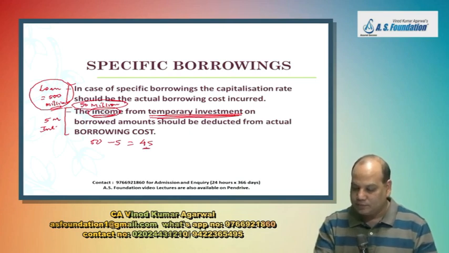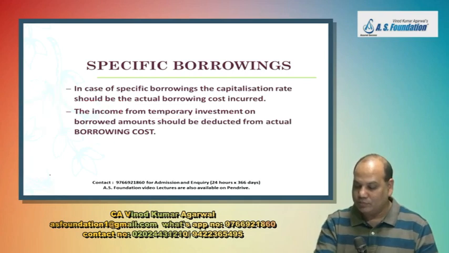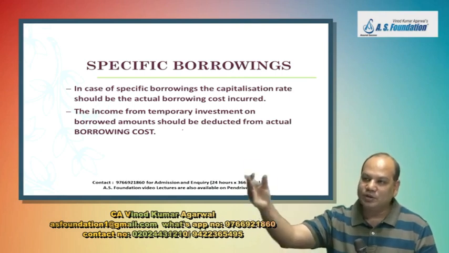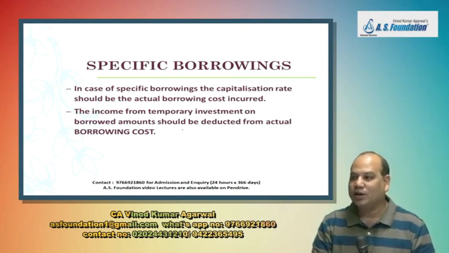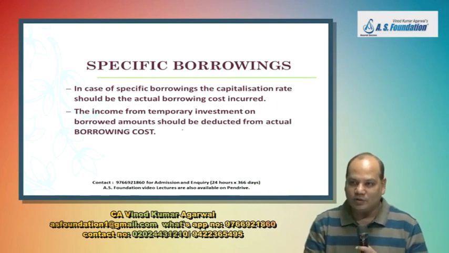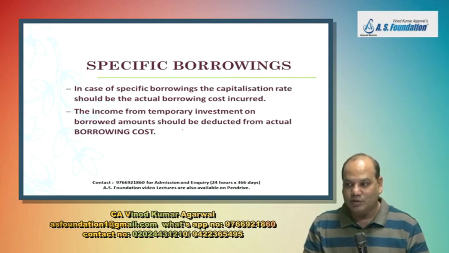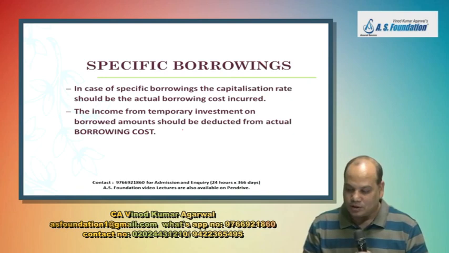So only 45. Now here the question in the exam comes: a company took a specific loan, it parked temporary surplus, it earned 5 million, and the company showed that as other income in the statement of profit and loss. Then you have to know this provision. It cannot do that. It has to reduce it from the borrowing cost incurred.